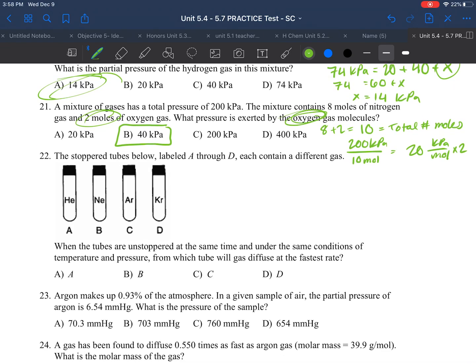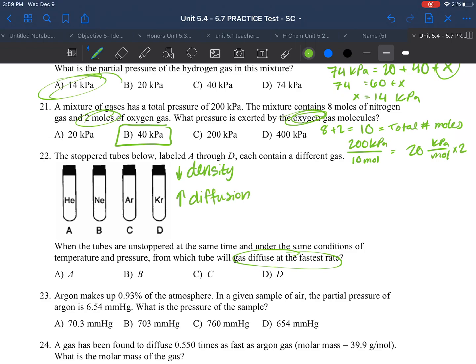22 has to do with diffusion. It's asking if they're all unstopped at the same time, which will diffuse the fastest? This has to do with density. So remember, the lower the density, the faster the diffusion.